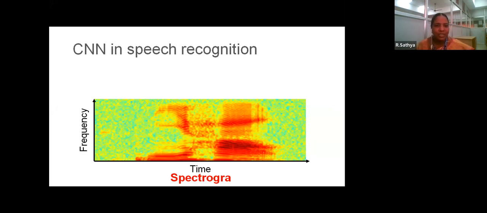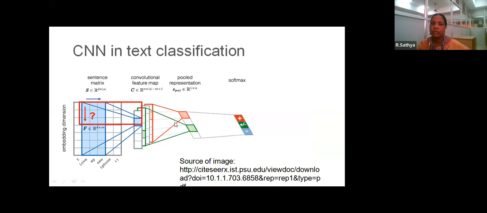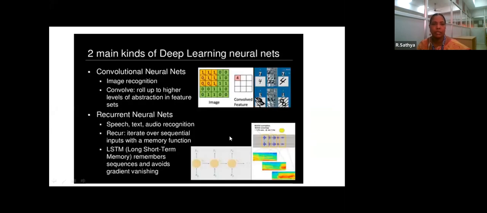CNN in speech recognition. Okay. In a similar manner, everything will be converted into vectors. Okay. Now we will. This is for text classification.